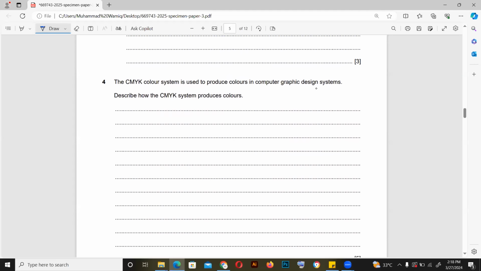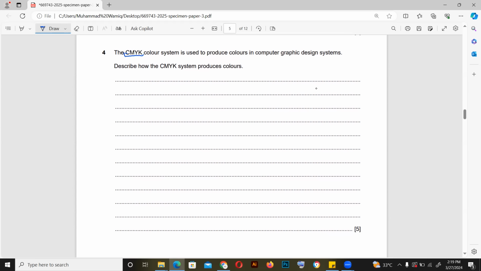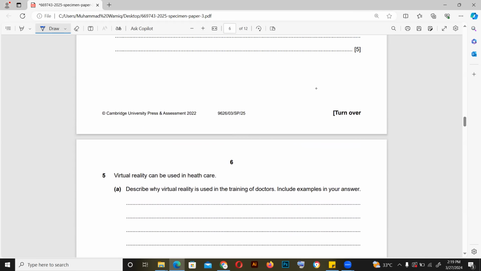In your question number 4, now it says that the CMYK color system is used to produce colors in a computer graphic design system. Describe how the CMYK system produces colors. So you know that C stands for cyan, M stands for magenta, Y stands for yellow, and the last one stands for black. We need to solve it for 5 marks.